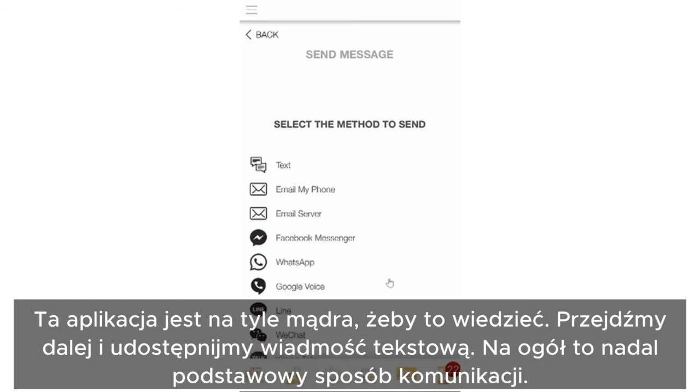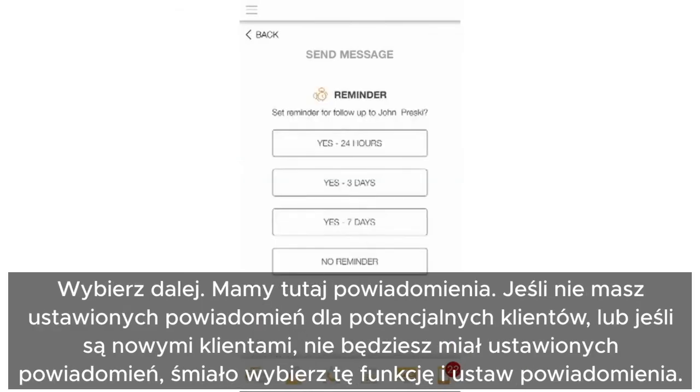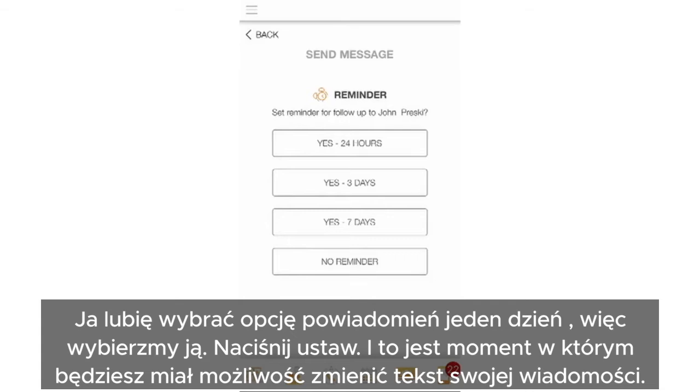The app is smart enough to know that. But let's go ahead and share via text. That's generally still the primary way. Hit next. And we have contact reminder here. If you do not have a reminder set for the prospect, and if they're new, you won't, go ahead and set a reminder. I like to make it one day no matter what. So let's just go ahead and do that.